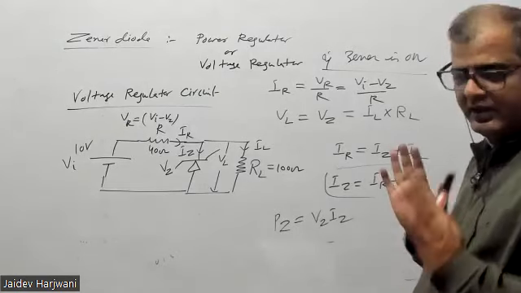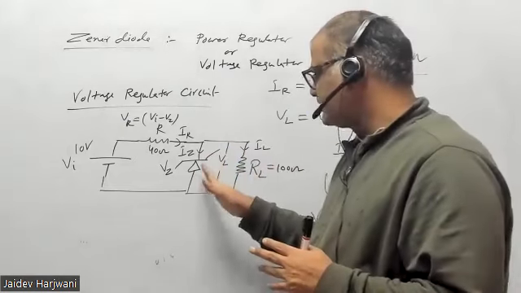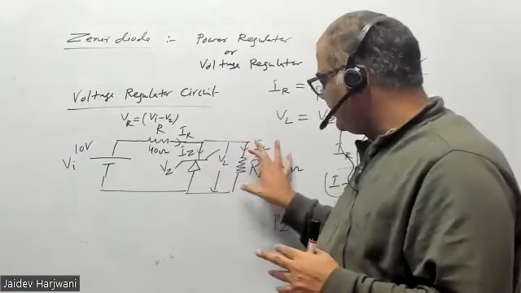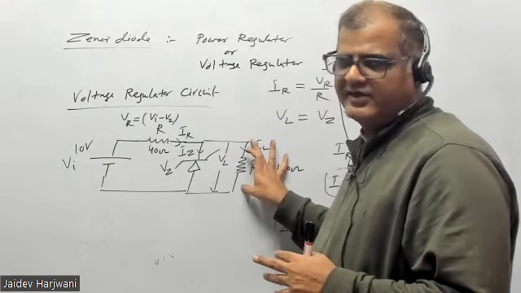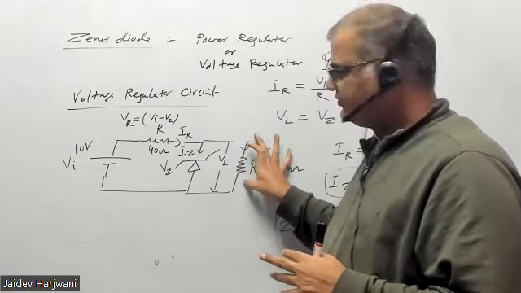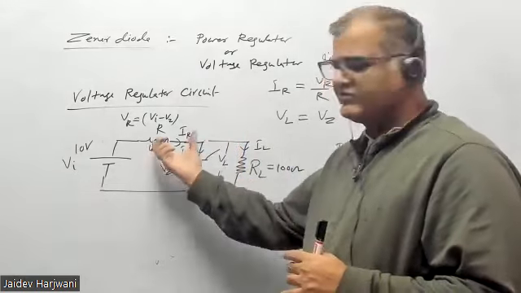Yes, sir. Okay, I'm repeating again. First, you have to check whether the Zener diode is on or off. Once it is on, this voltage will become fixed. That's why it is working as a voltage regulator. This voltage is always fixed.